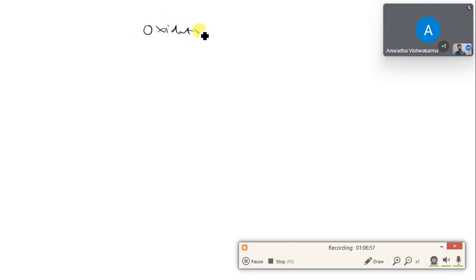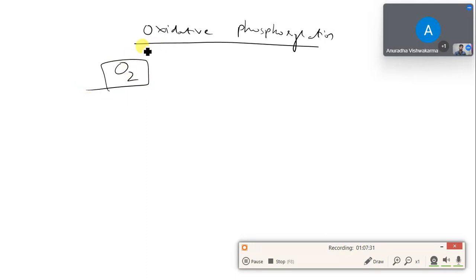Oxidative phosphorylation. So what is oxidative phosphorylation? Two things happen. First is oxidation of the reduced electron carriers, and then phosphorylation of ADP in the presence of downhill flow of protons, in the presence of ATP synthase. Oxygen is also needed, that's why it's called oxidative phosphorylation. ADP to ATP, and oxygen plays a major role in this.